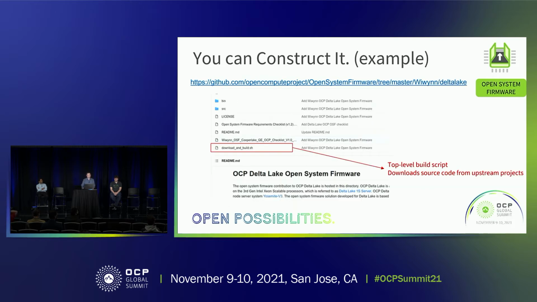And here's another example, the Wiwynn contribution from the Delta Lake situation. You can see there is a top-level build script that could download the source code from upstream projects. We would want to encourage people to still use the upstream projects as the main repository for the source code. So you don't want to deposit those kinds of things into the OCP repository. But this build script is going to be able to grab the mainline source code from the main repository.